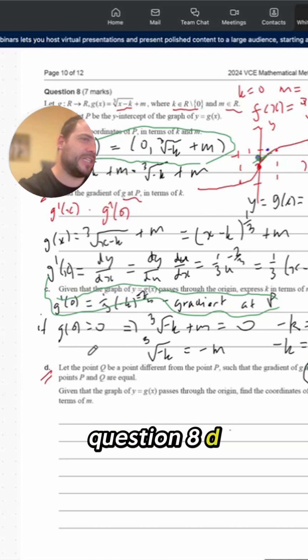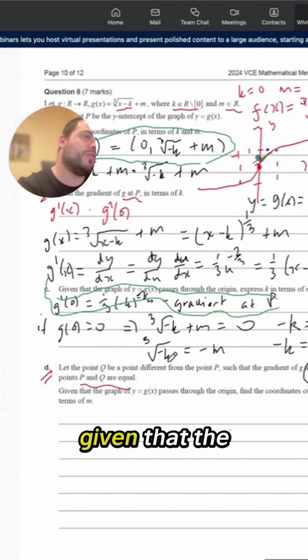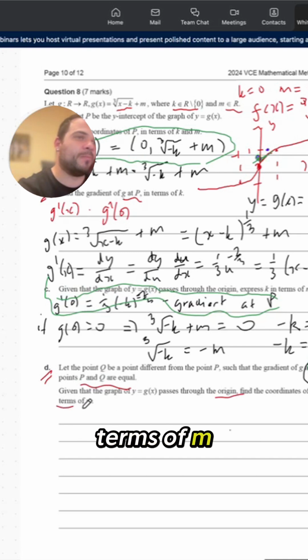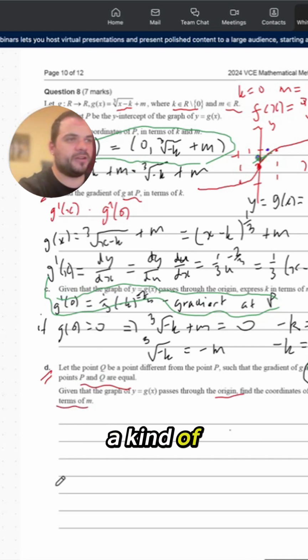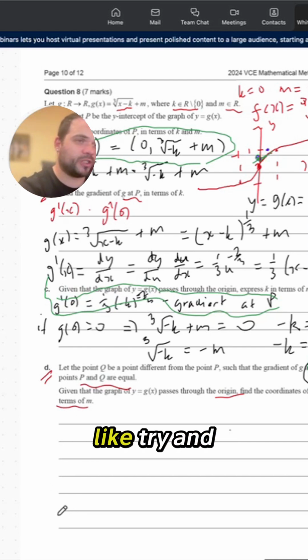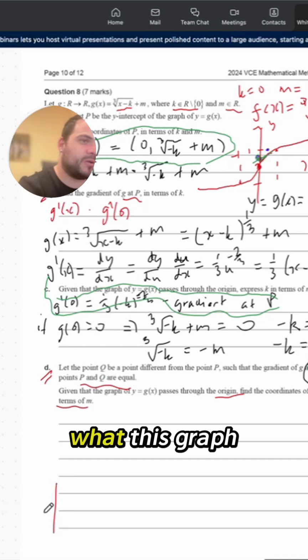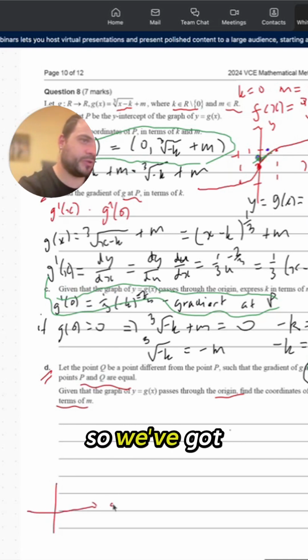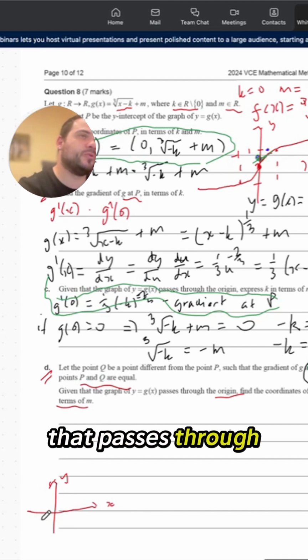Okay, so in question 8D, we're told that the point Q is a different point from the point P, such that the gradient of g at points P and Q are equal. Given that the graph y equals g of x passes through the origin, find the coordinates of Q in terms of m. This is not an easy question to understand, so the best thing we could do here is try and graph what this graph g might look like. So we've got xy axes, and a cube root function that passes through the origin.